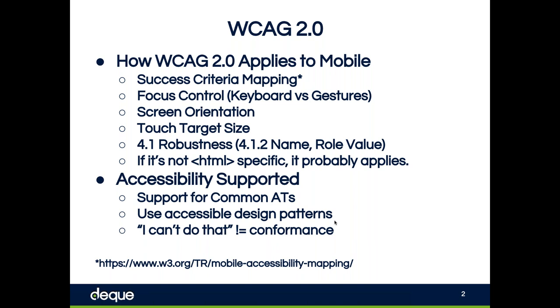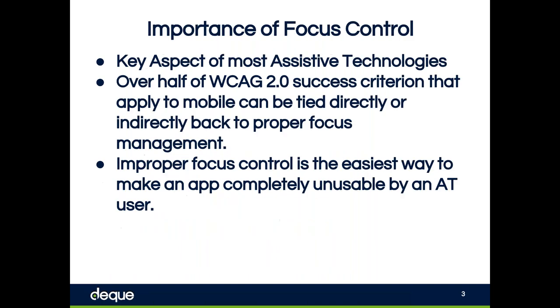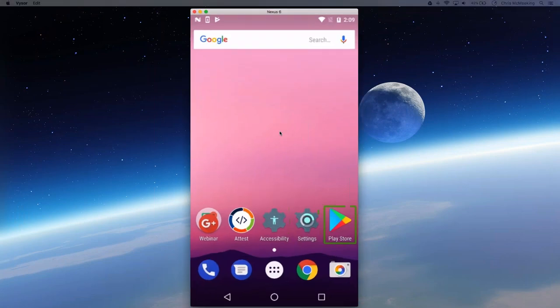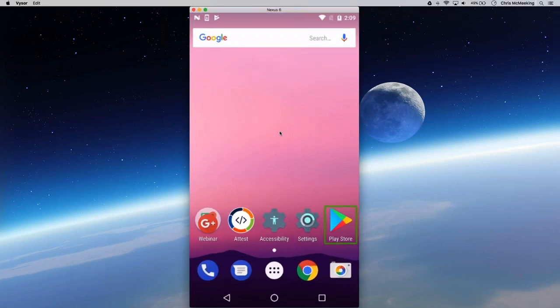Everything else we're going to talk about is going to focus on the upper half of this for sure. So importance of focus control. Let's do a quick overview of focus control. It's a key aspect of most assistive technologies, and just let me show you what I mean by that. So when we say focus control, and again, I mentioned earlier that there are two aspects of focus control that we're worried about. We're not only worried about accessibility focus, but we're also worried about keyboard focus.